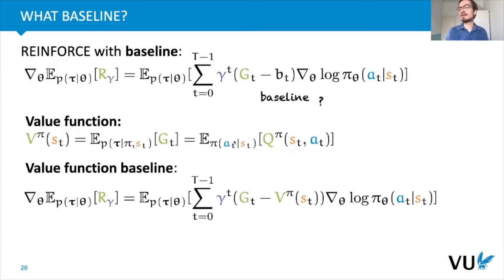So there is this clear relation to the Q function, right? It's like taking an action in the state with the policy and then computing the Q function. So this is a very simple way to rewrite one in terms of the other.